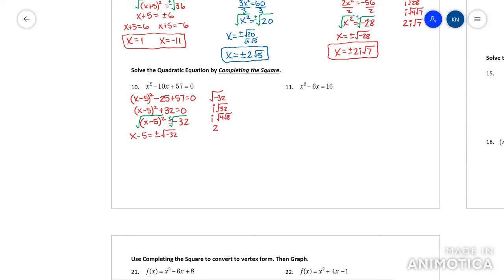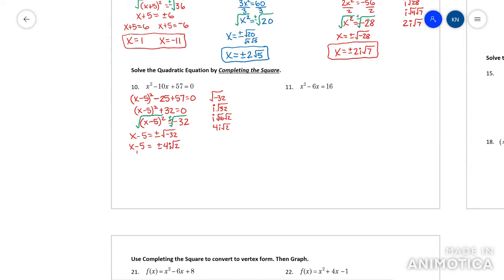So this becomes 2, that breaks down even further. Root 32 is actually root 16 times root 2. So this becomes 4I root 2. So I have x minus 5 equals plus minus 4I root 2.